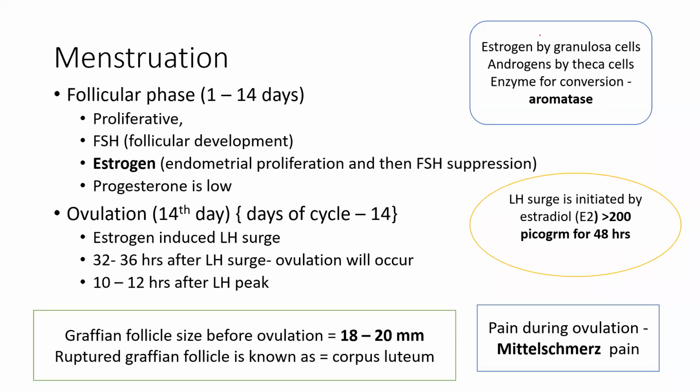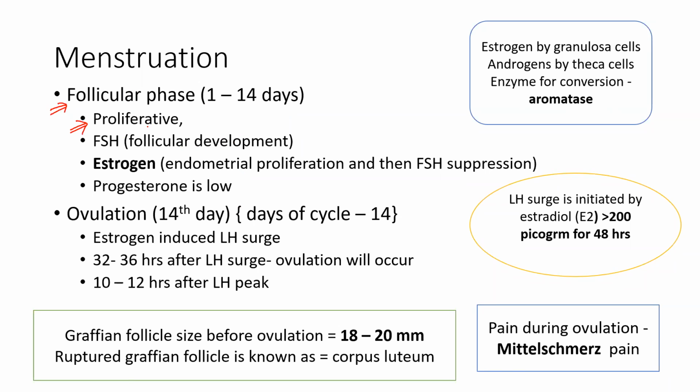About menstruation. Again, one of the most important chapters in gynecology. Now, I'm not telling in detail, but only picking up the important points which are necessary. The first one is the follicular phase, which starts from 1 to 14 days. Remember, this is a proliferative phase.